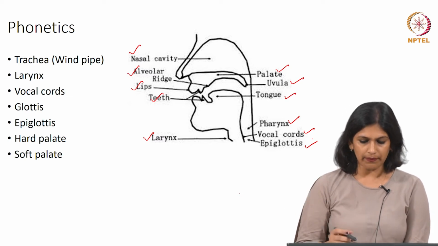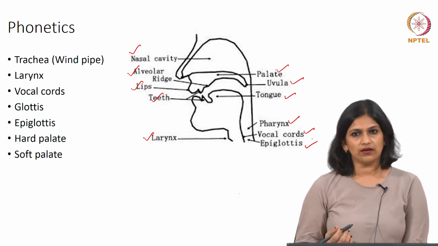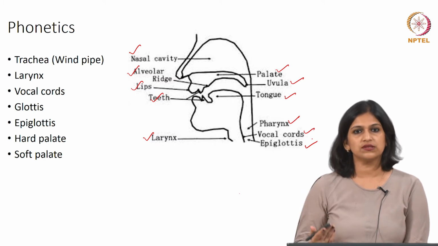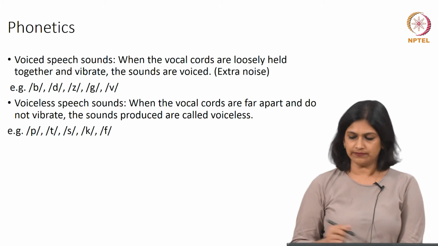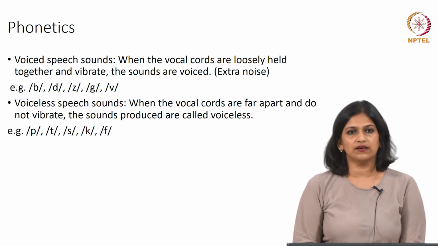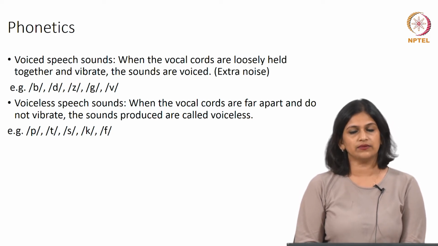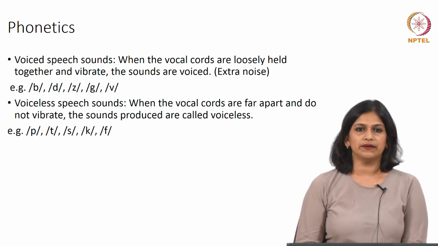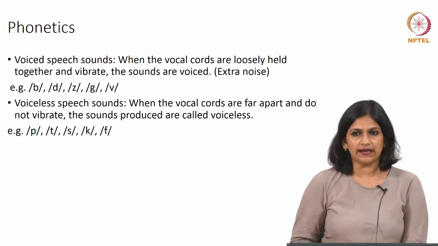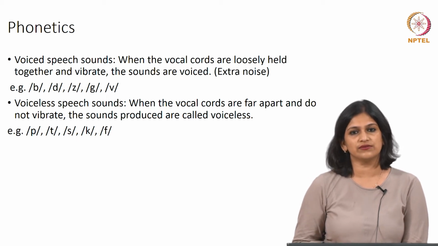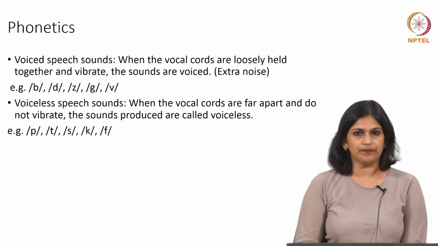Remember, we will see which organ is used to produce which speech sound. We will come back to that later. There are two aspects of speech production. One is called place of articulation and the other is called manner of articulation. The manner of articulation tells us how a particular sound is produced, and the place of articulation tells us which speech organs are used when we produce this sound. I will talk about these in detail in a while.